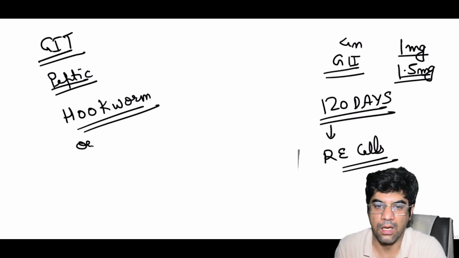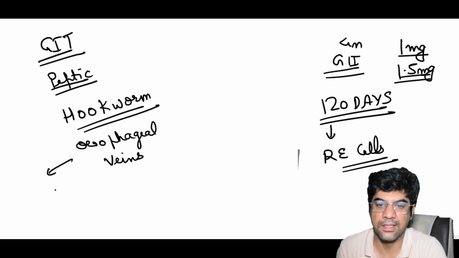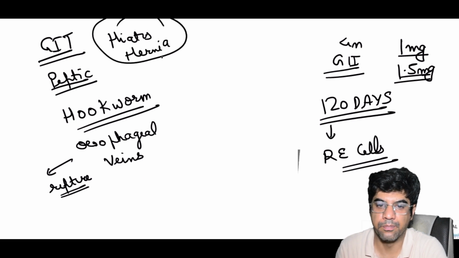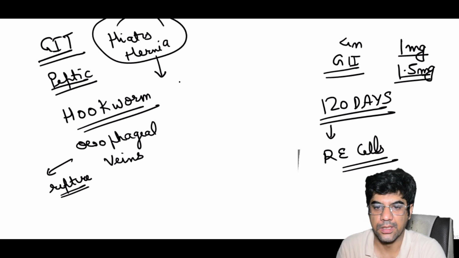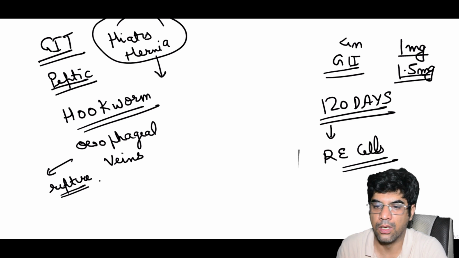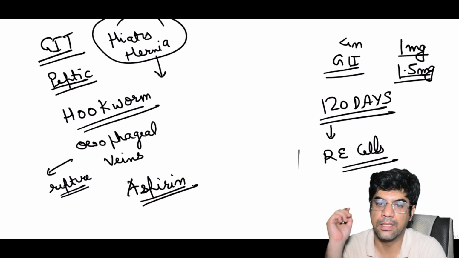There could be esophageal varices, the swollen veins in the esophagus, they can rupture and bleed. Other could be hiatus hernia, the part of stomach that pushes into the chest, that can cause bleeding. Apart from that, long-term use of aspirin even can cause GIT bleeding.